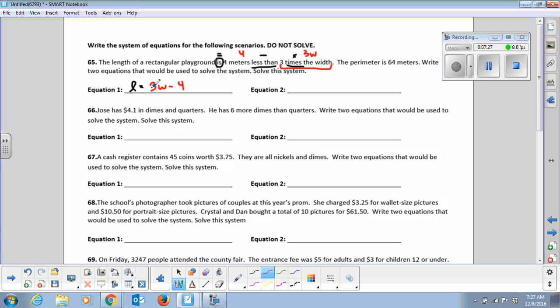The second part is it's talking about perimeter. So my perimeter is 64 meters. And if you look at a rectangle, and pretend that's a rectangle, we have a length, and we have two widths. So I could say 2W plus 2L equals 64. So 2L plus 2W equals 64.